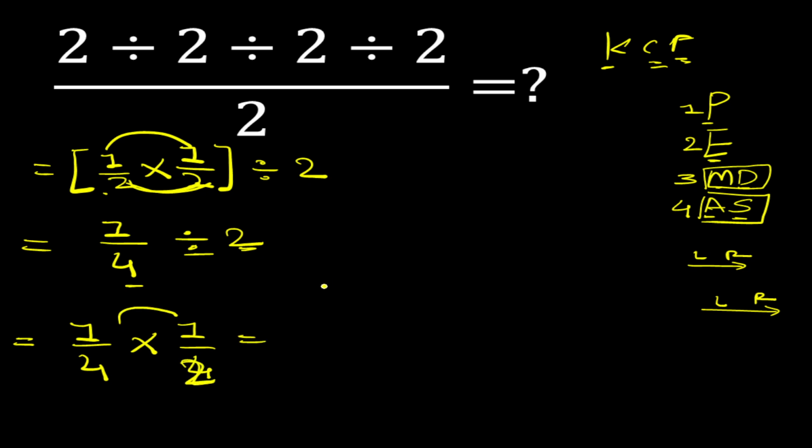Now 1 times 1 is equal to 1. Then 4 times 2 is equal to 8. So the correct answer is 1 upon 8, right?